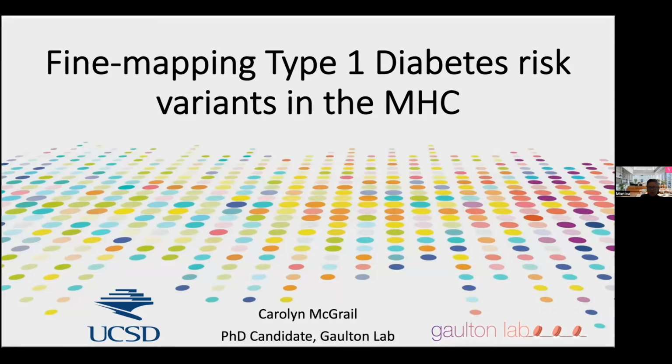Carolyn McGrail is coming to us today from UCSD. The title of her talk is Fine Mapping Type 1 Diabetes Risk Variants in the MHC. As we spoke about off camera, the MHC is a notoriously challenging place to figure things out and understand. So this is going to be really exciting to hear about her work and her new project.